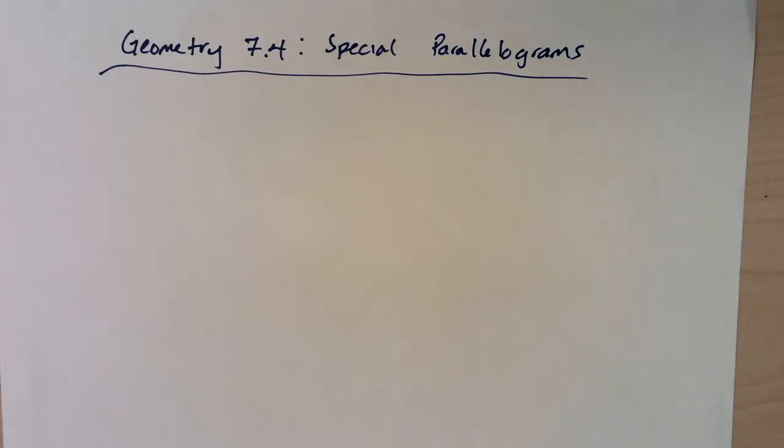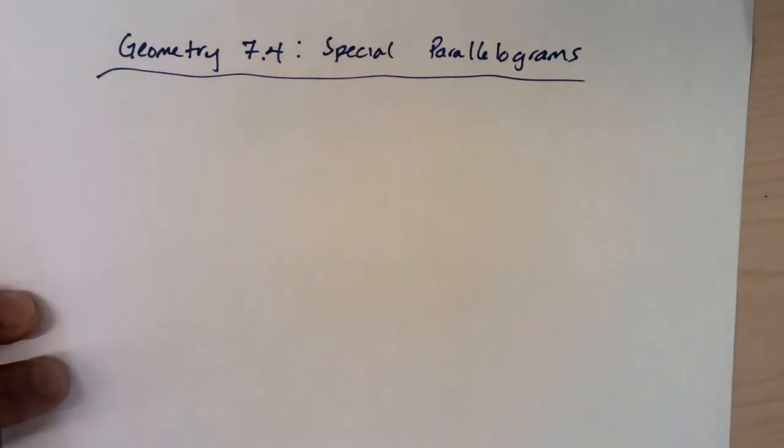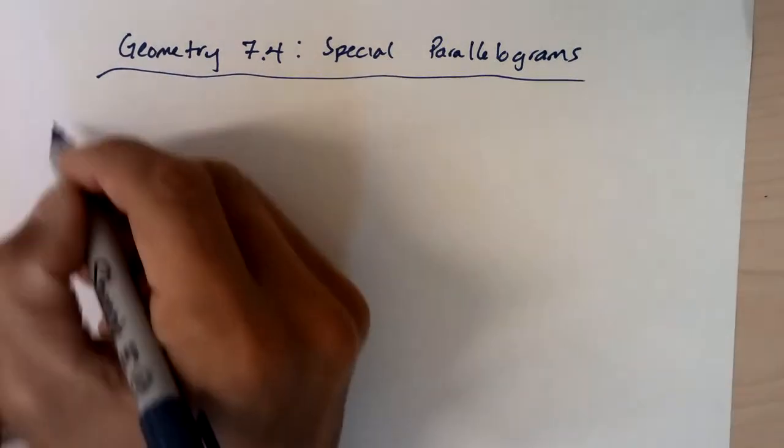Hello, this is 7.4 in geometry, special parallelograms. Each of the quadrilaterals that we'll talk about today is also a parallelogram. So even though they have their own special properties, they also possess every single property that a parallelogram has as well. The first type of parallelogram that we'll talk about is a rhombus.